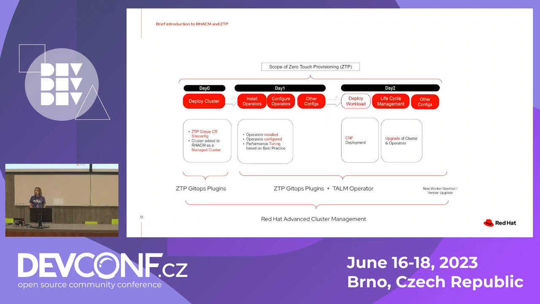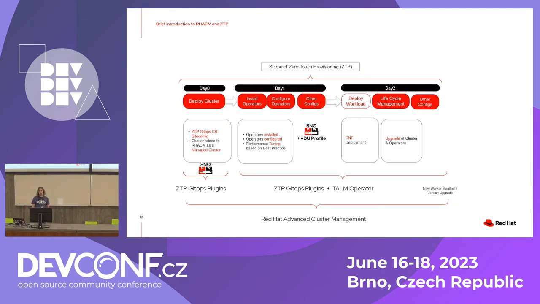I'm also talking about zero-touch provisioning and the scope of the different areas that we want to cover. We want to cover the whole lifecycle management. So on day zero, we deploy our clusters together with this ZTP GitOps tooling and plugins that I will explain in more detail in another talk. You can define your infrastructure. In this case, you define your different single node OpenShift clusters.